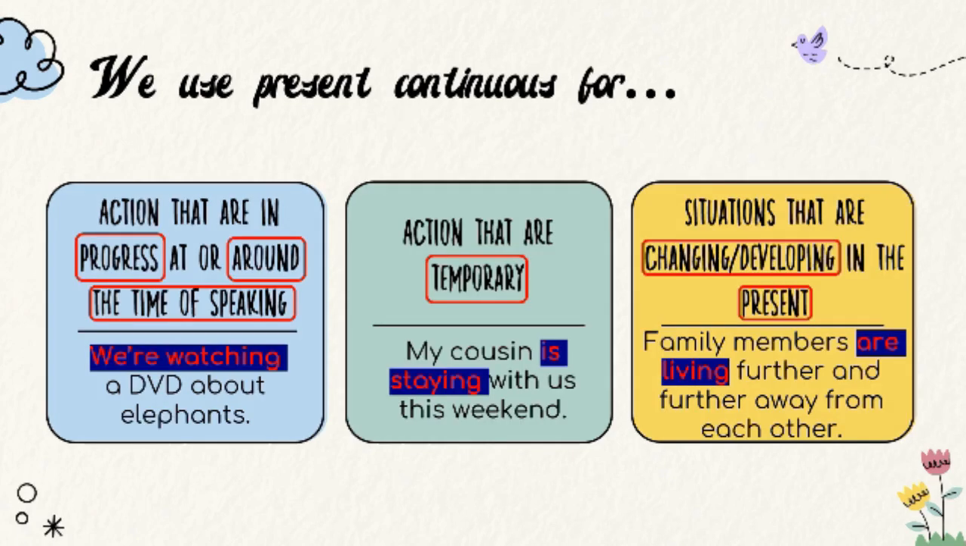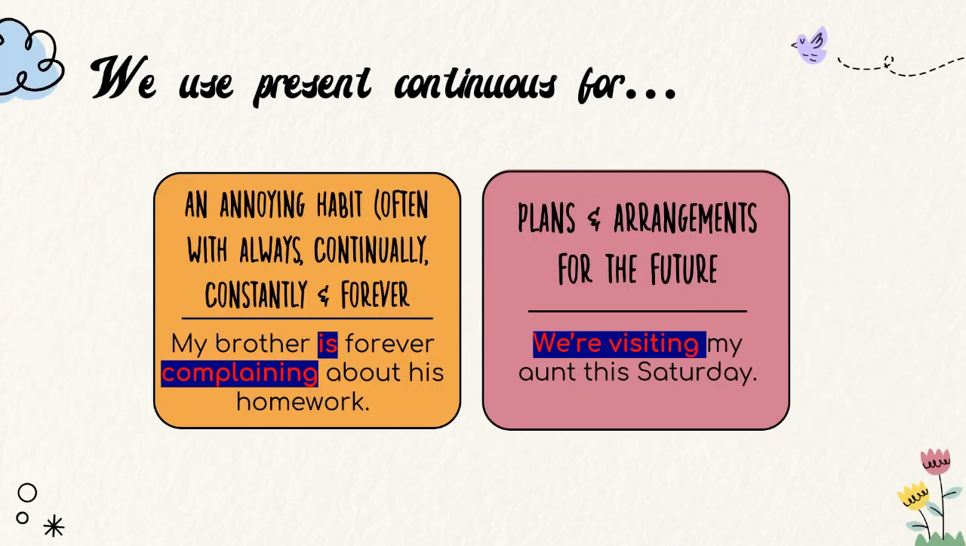The fourth one is an annoying habit. When you want to use present continuous regarding an annoying habit, you are going to often use the words always, continually, constantly, and forever. For example, my brother is forever complaining about his homework. He is always eating sweets. He is always eating ice cream. So it's an annoying habit.